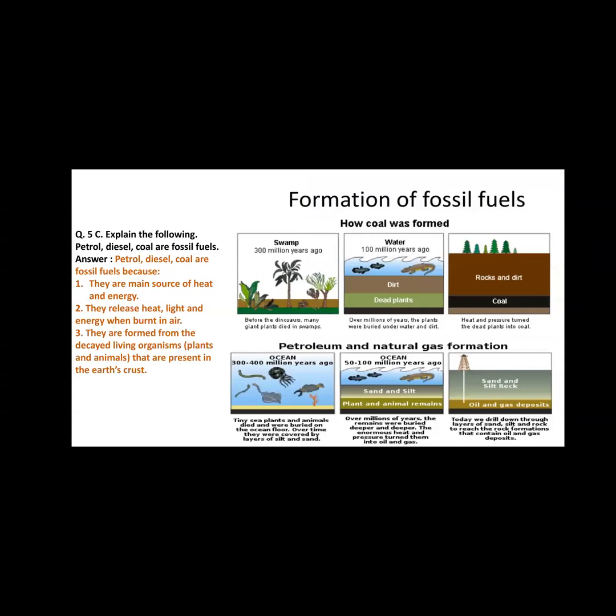The next question is question number 5c. Explain the following. Petrol, diesel, coal are fossil fuels. Why do we call petrol, diesel, coal fossil fuels? Petrol, diesel, coal are fossil fuels because they are the main source of heat and energy. Second, they release heat, light, and energy when burned in air. They are formed from decaying living organisms that are present in the earth's crust. So they are fuels because petrol, diesel, coal produce heat, light, and energy.